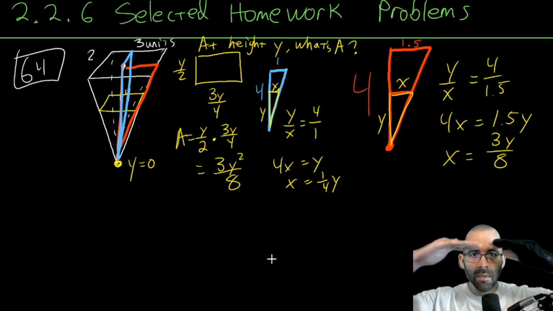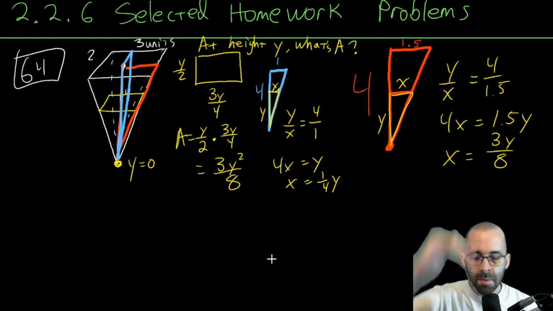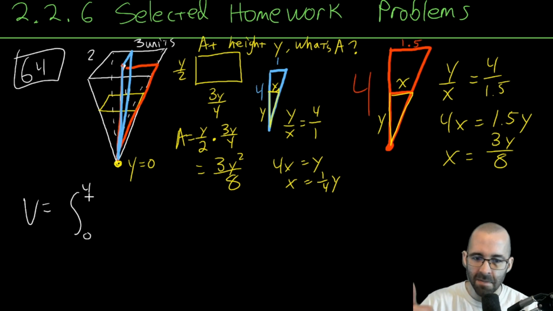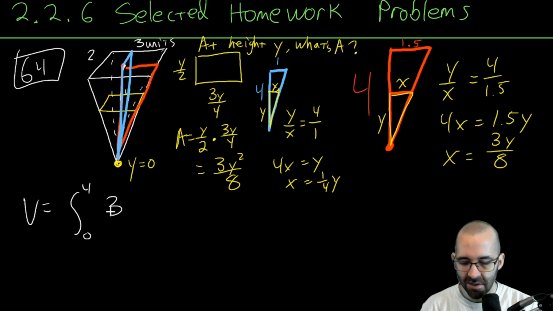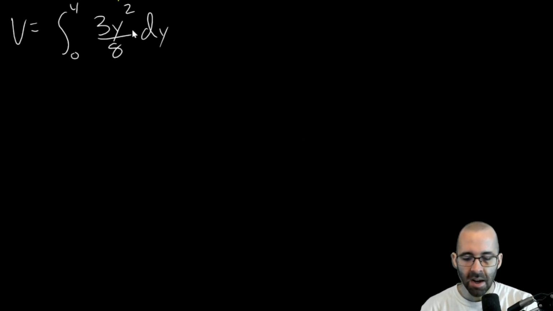Now we just add up the infinitely many areas from the bottom, y equals 0, to the top, y equals 4. So V equals the integral from a height of 0 to a height of 4. And here, because we flipped it upside down, we don't have to FOIL anything out. Because we flipped it upside down, our area formula is so much nicer. 3y squared over 8 dy. And we can do that on the next page. And again, you wouldn't have known that, which is why I did it both ways. But now you do.